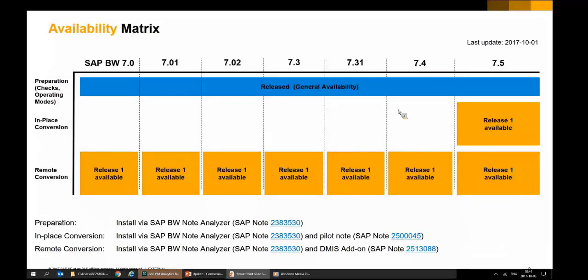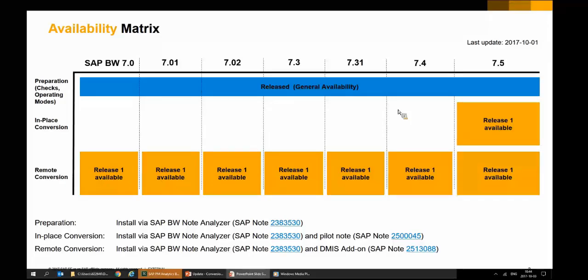A few more words on availability and roadmap. What is already available for everyone to use, and that's where we say you can start already today, are the pre-check tools. They are supported all the way back to release 7.0. You require maybe a couple of notes to be implemented, depending on the release. The pre-checks are released, and you can start using them in any of your BW systems.